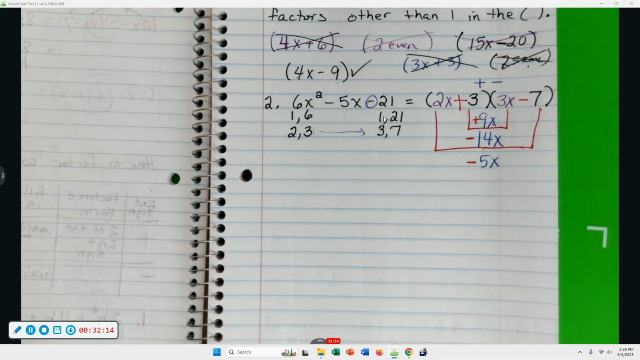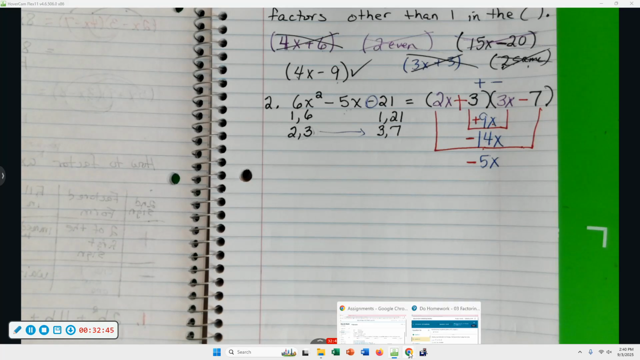Realize the order in which the parentheses is written doesn't matter. You could type in 3x minus 7 first, and then the 2x plus 3. But you have to have the same thing inside the parentheses. You can't have a 2x minus 3 and a 3x plus 7. You have to have exactly the same thing inside the parentheses, but you can put the second parentheses set before the first. Multiplication is commutative.